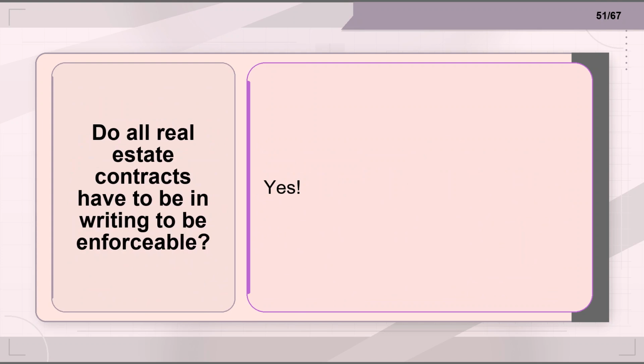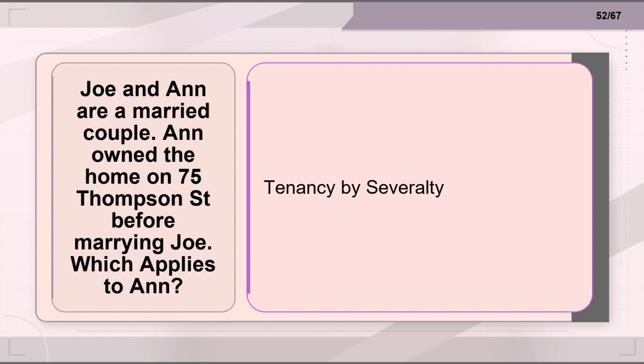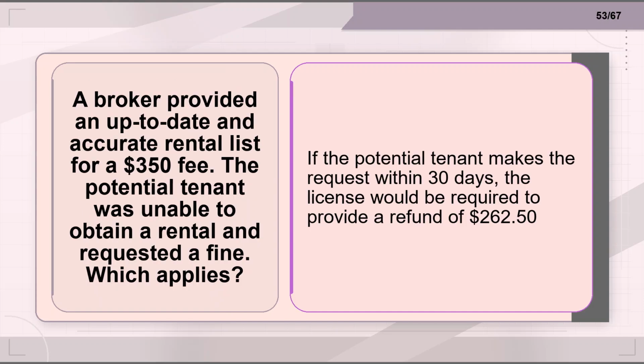Flashcard 51. Term: do all real estate contracts have to be in writing to be enforceable? Definition: yes. Flashcard 52. Term: Joe and Ann are a married couple, and own the home on 75 Thompson St. Ann owned the home before marrying Joe. Which applies to Ann? Definition: tenancy by severalty.